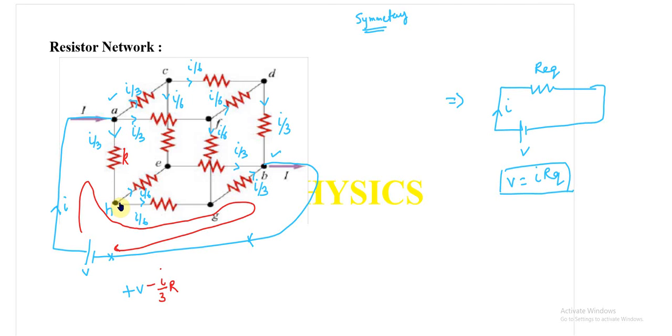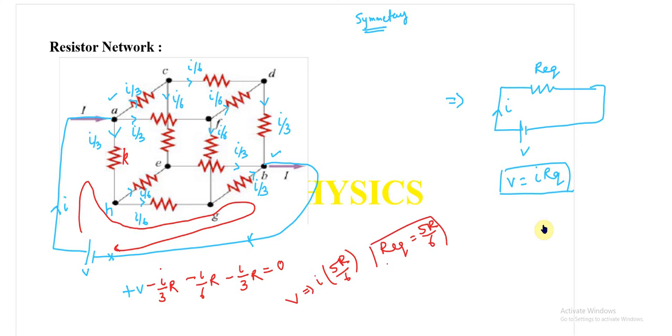Then you came to point H, then from point H you move to G. In this, what is the current? Minus I by 6 R, and then minus I by 3 R. Ultimately, from here we came here, minus I by 3 R, and then again we came to the same point, and it became how much? 0, because net voltage drop is 0. So when we calculate this, it will become around 5R by 6. So what we can say? We can say that R equivalent will come out in this way as 5R by 6.